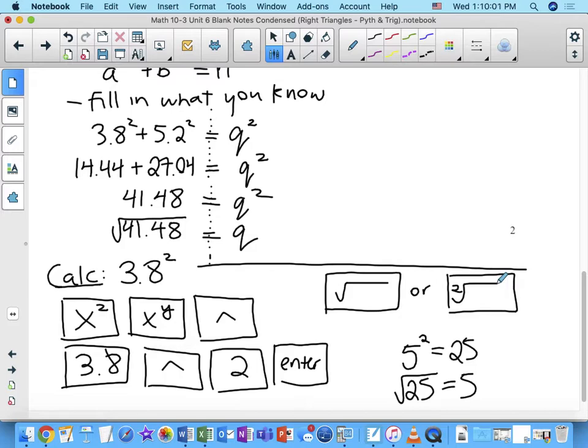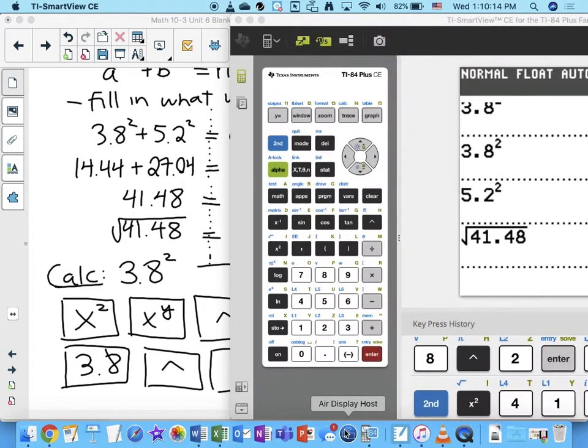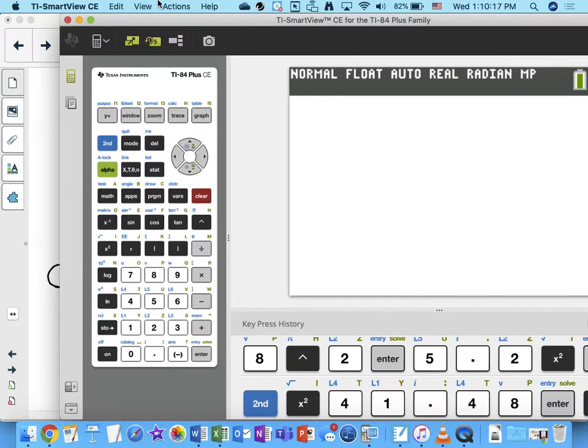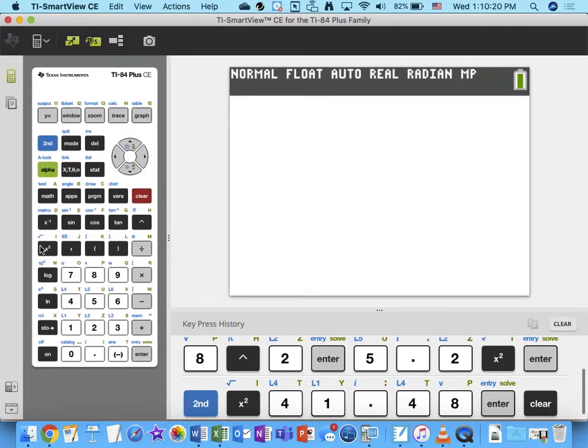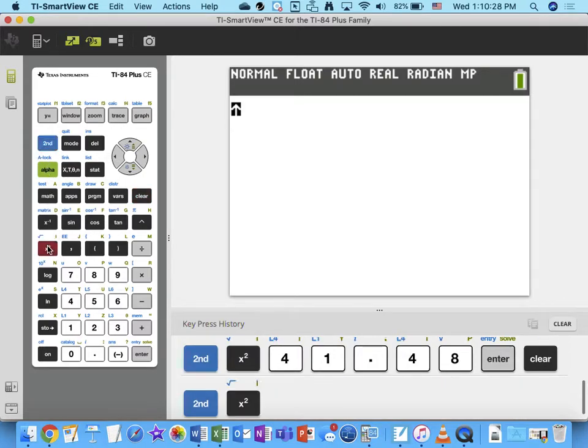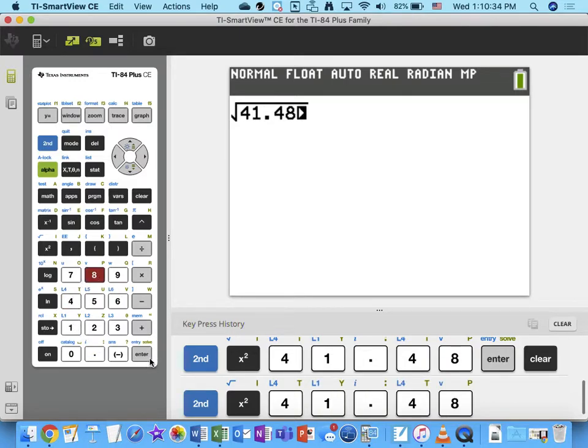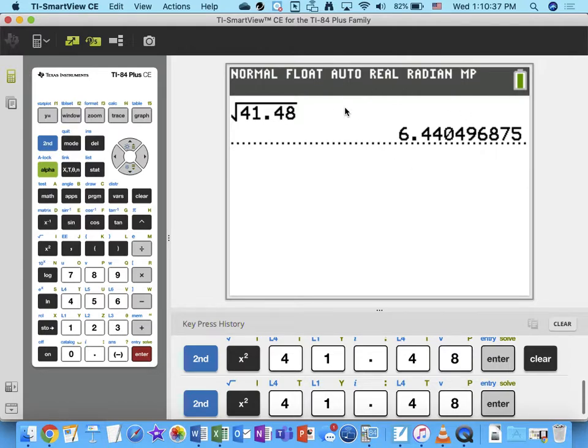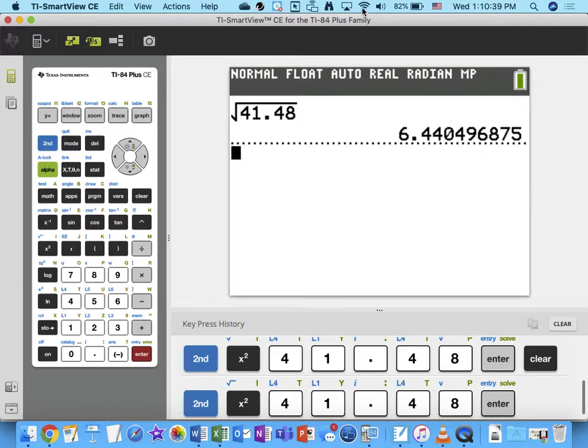What do you get? What is the square root of 41.48? Did anyone get it? I have it here because I just did it with the last class. On my calculator, I have to press the second function because it's right over here. So I go second, hit that button, and then enter 41.48. Enter. Rounded to the nearest tenth, that would be 6.4.